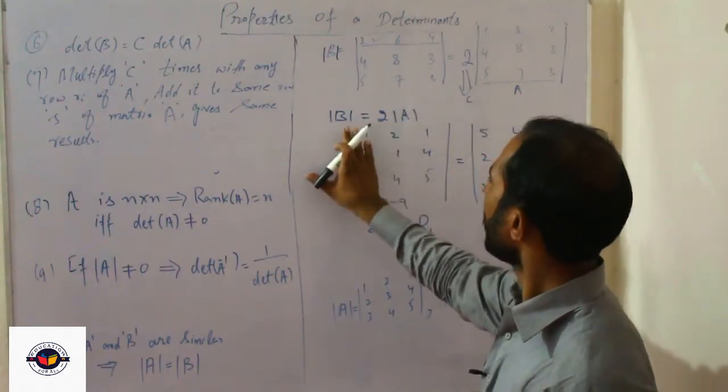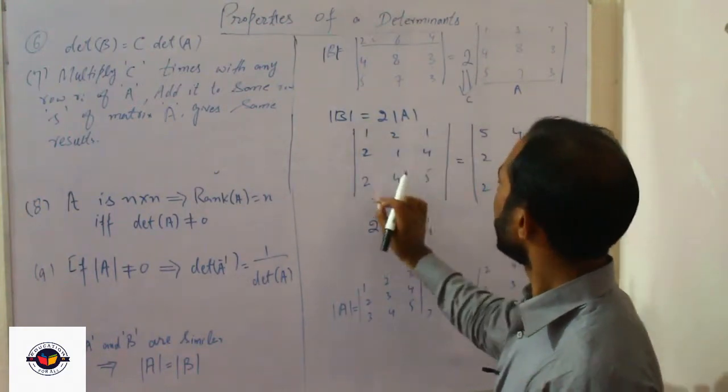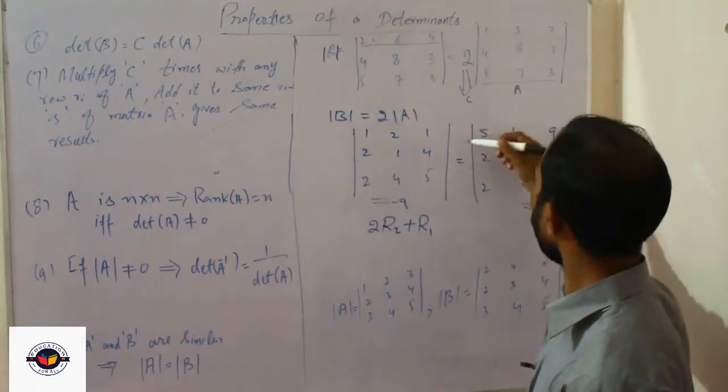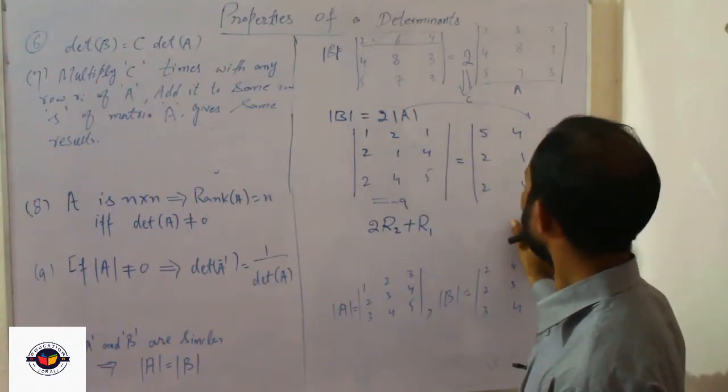Now if I take the determinant on both sides, we see that the determinant of B is computed as -9 and the determinant of B is also computed as -9.